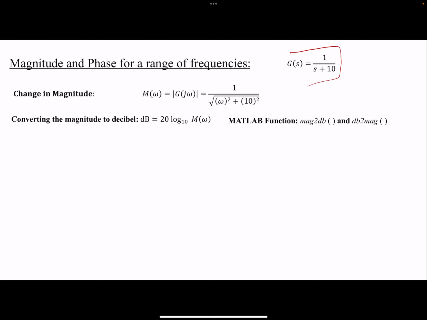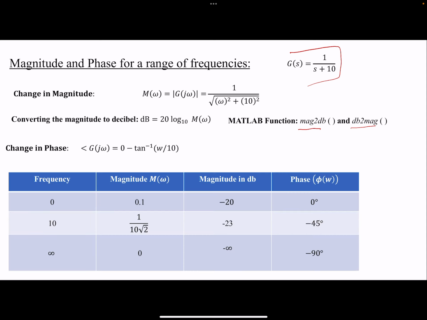We can use the functions magnitude to decibel and decibel to magnitude to simply change the values, or we can put it in our calculator to convert from the magnitude to decibel. And then we have the change in phase. That's the equation that we found. Now we're going to put in a range of frequencies.